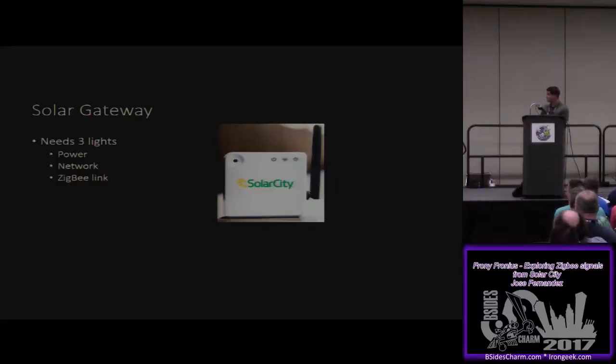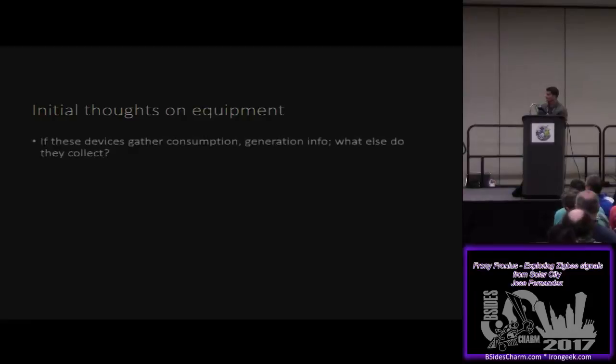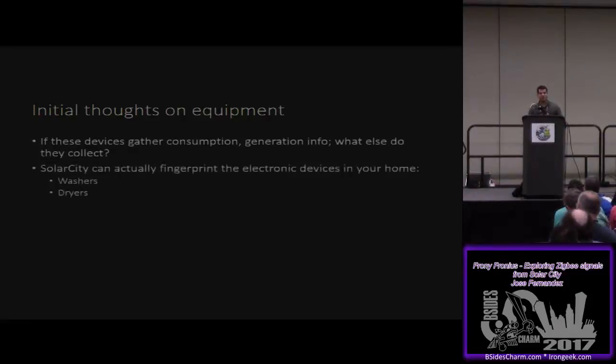So the solar gateway needs 3 lights to function properly, right? One's going to be your power, the other one's going to be the network link on your LAN, the other one's going to be the Zigbee link. So 3 lights. I'm sorry, John Luke, there's actually 3 lights.